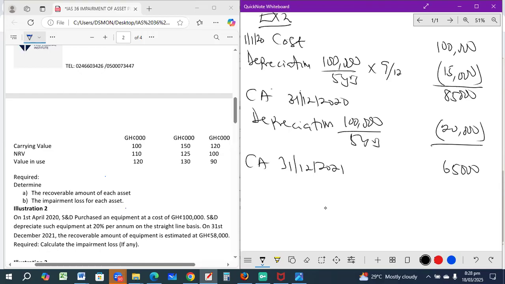So this is the carrying amount on the date that the recoverable amount was given. Anytime the recoverable amount is given to you on a specified date, please calculate the carrying amount as at that date. Please, any question on this before we move on?